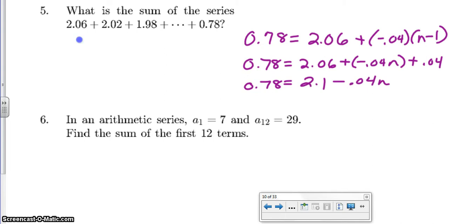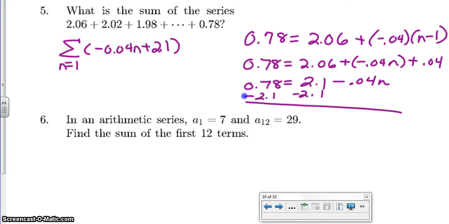0.04n. Okay, so if I write this in sigma notation, I say n is equal to 1, and my related function is negative 0.04n plus 2.1. Okay, and I'm going to subtract 2.1 from both sides, and I'm going to use my handy dandy calculator. And that is going to be negative 1.32, and I'm going to divide that by 0.04. And so there are 33 terms here, okay? So I'm going to go ahead and write the 33 up here.